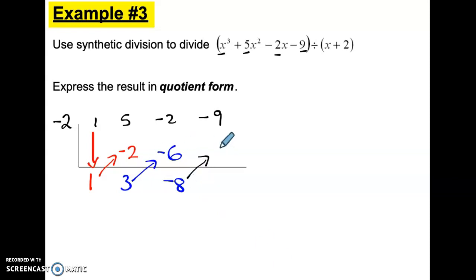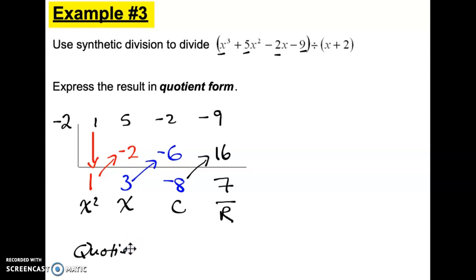Multiply by the -2, 16. Add down, 7. And there's no more steps here, so we're done. The 7 would be the remainder. The 8 will be a constant term. The 3 will be our x term. And the 1 would be our x squared term. So the quotient here is 1x squared plus 3x minus 8, and there is a remainder of 7.